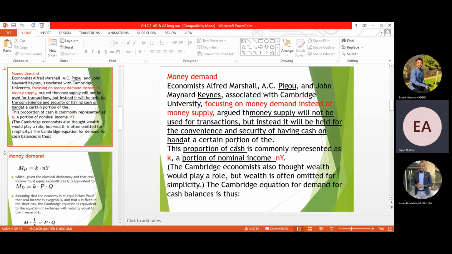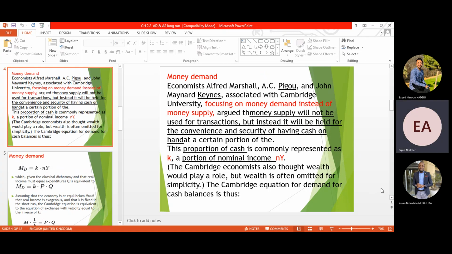The money supply will not be used for transactions, but instead it will be held for the convenience and security of having cash on hand, a certain portion of income. The proportion of cash is commonly represented as K, a portion of nominal income, which is NY. The Cambridge economists also thought wealth would play a role, but wealth is often omitted for simplicity.